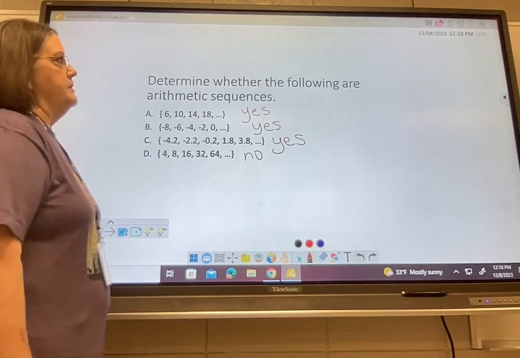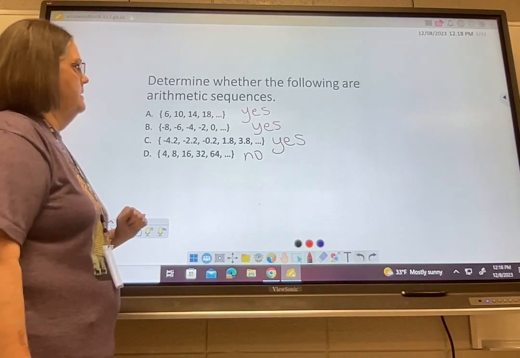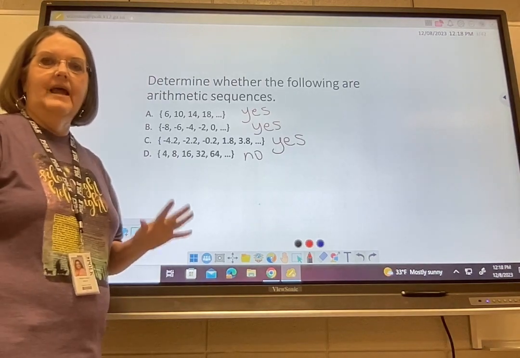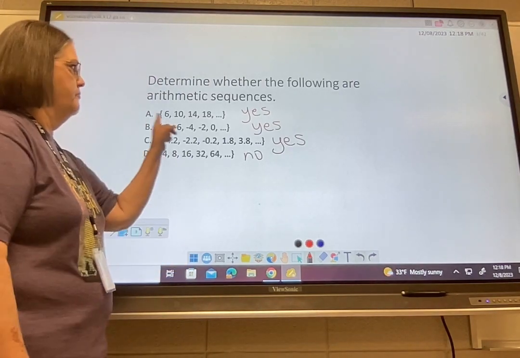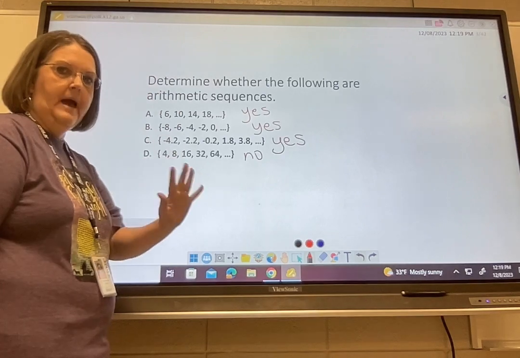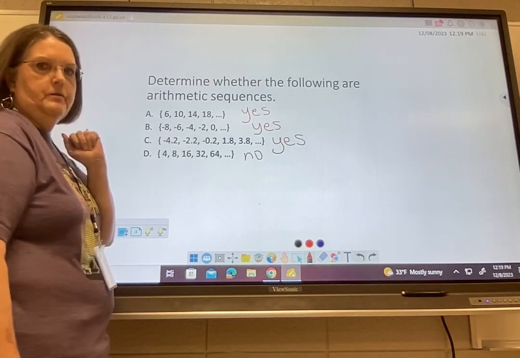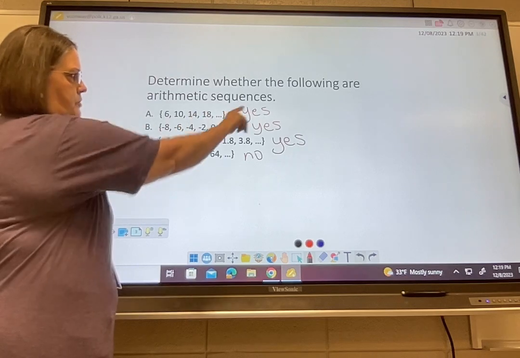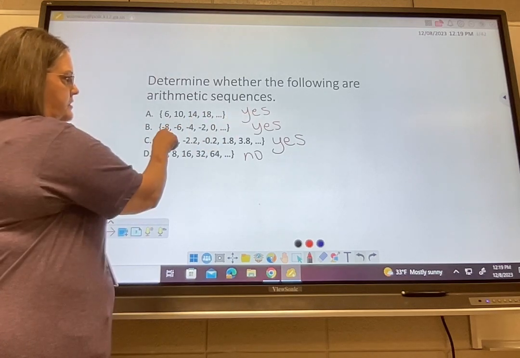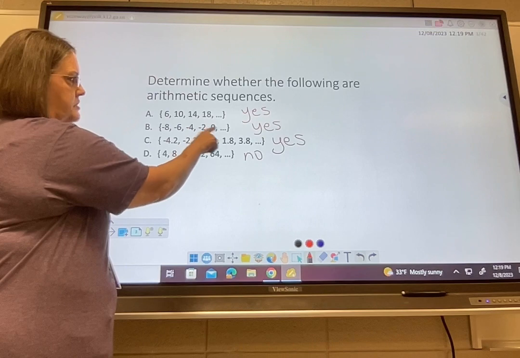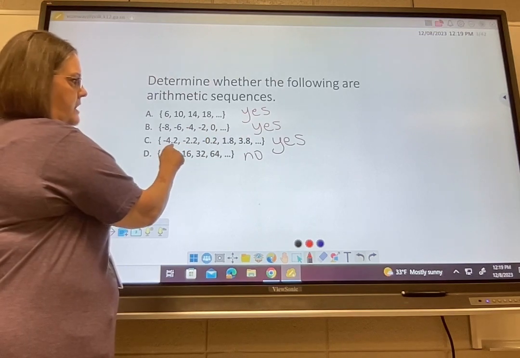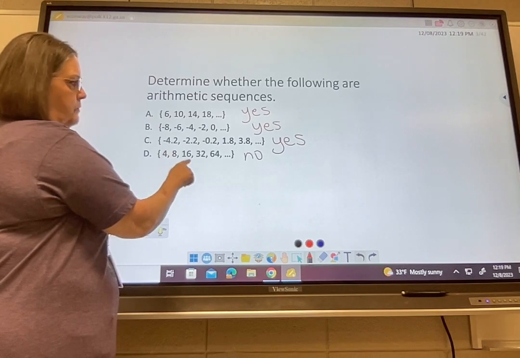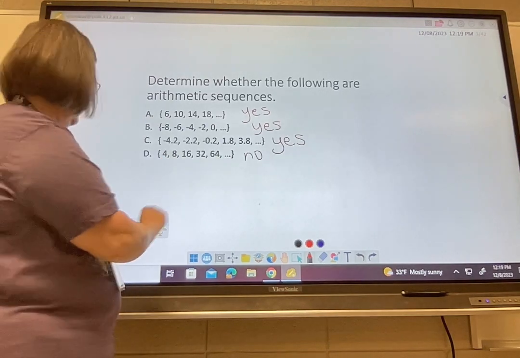Okay, to determine whether or not a sequence is arithmetic or not, it has to add the same number to every term throughout. You don't just look for a pattern, you look for the same number to be added. So this one's going plus 4, plus 4, plus 4. So yes, it's arithmetic. This one's going plus 2, plus 2, plus 2, all the way to the end. Same thing here, plus 2, all the way to the end. This one is going times 2, so it's not.